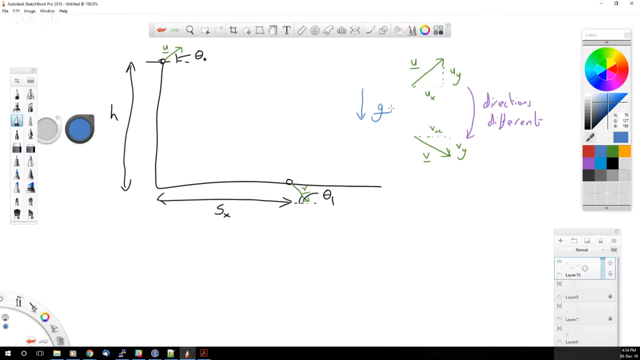So it's up to you whether you say y is positive going upwards, and then your acceleration in the y direction is minus g, or you can say that downwards is positive and your acceleration in that direction is plus g. And the other thing to remember is that these components are the same because we've not got any acceleration in the x direction.